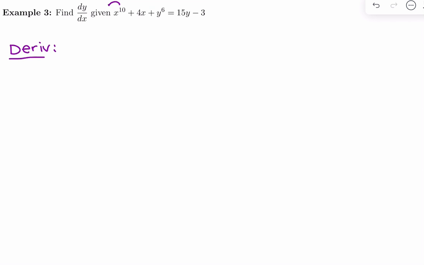So starting with the derivative of x to the 10th, bring down the 10, subtract 1 for the new power. So 10x to the 9th. The derivative of 4x would just be 4. We're taking the derivative of x terms all as typical. But now we have y to the 6th. When we take the derivative of y to the 6th, we will still bring down the power, 6, subtract 1 for the new power, and get 5. But we need to put a dy/dx next to it. We took the derivative of y with respect to x.